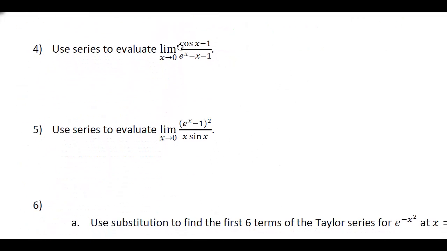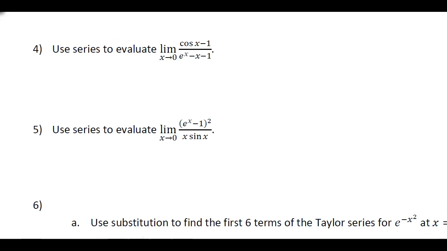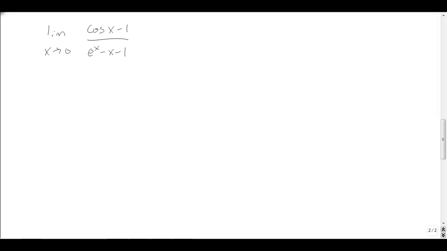Next one. We've got cosine x minus 1 over e to the x minus x minus 1. So we do the limit as x goes to 0 of cosine x minus 1 over e to the x minus x minus 1. Is that right? Yep. Okay, again, I'm going to use power series. This is the limit as x goes to 0. Cosine x is 1 minus x squared over 2 plus x to the 4th over 4 factorial plus some more stuff. And we're going to subtract 1.